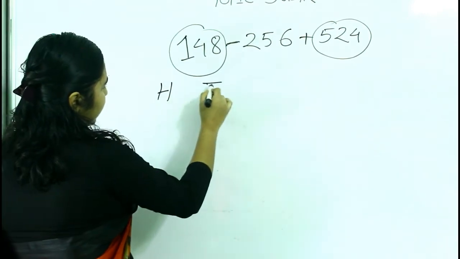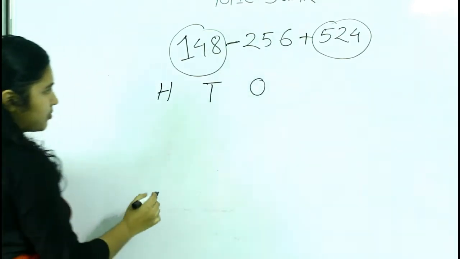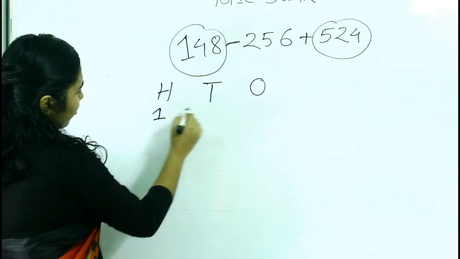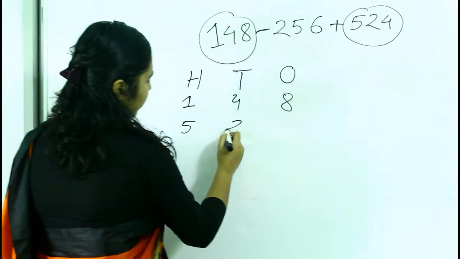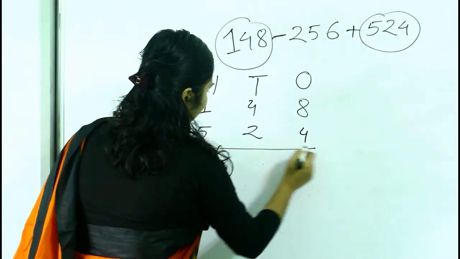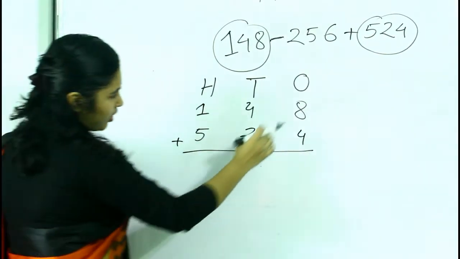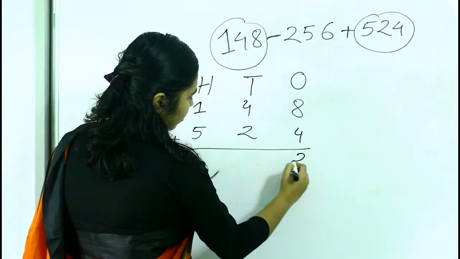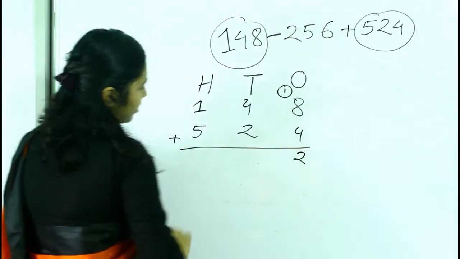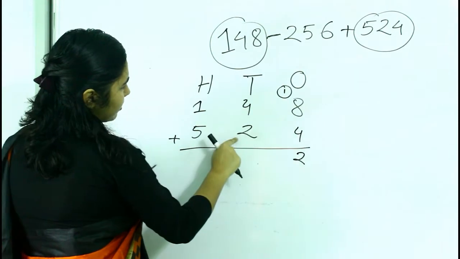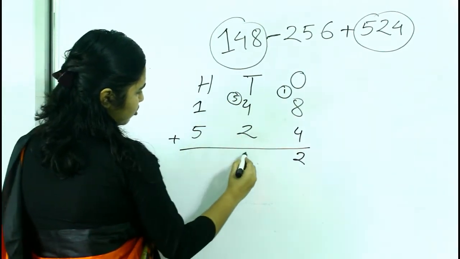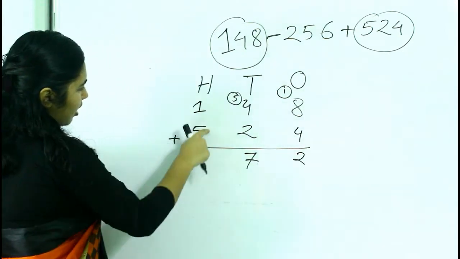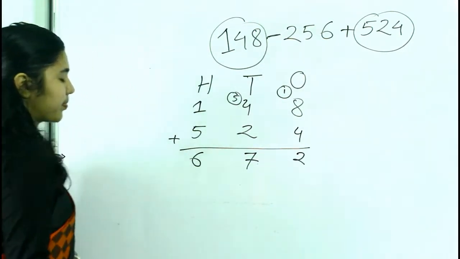This is hundreds place, tens place, ones place. Take 148 here and take 524 here. Now just add first. 8 plus 4 is 12. We have 1 here. Now add this one here. 5 plus 2 is 7, and 7 plus 1 is 8.